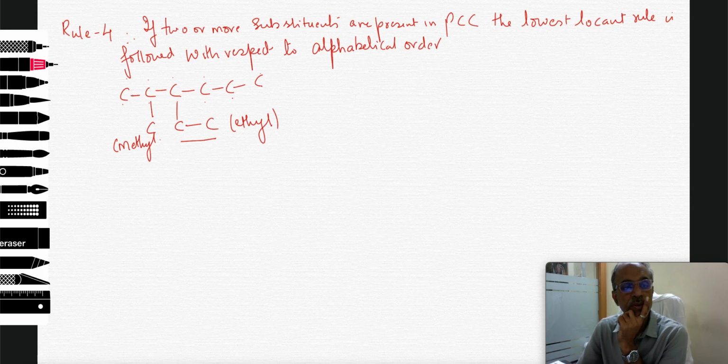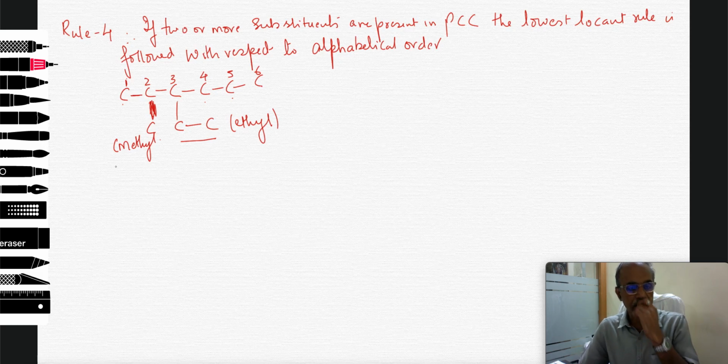Now, the branch is first preference. First preference has to be always given to branch. If branching is given the preference first thing, so the branching is immediately on the second carbon atom. So it will be 1, 2, 3, 4, 5 and 6.